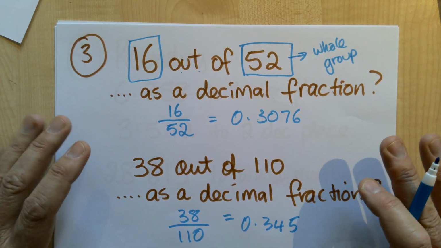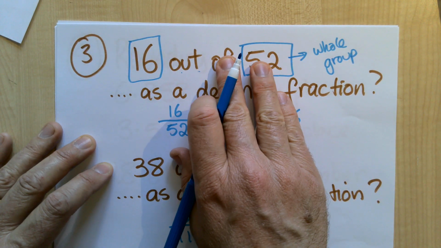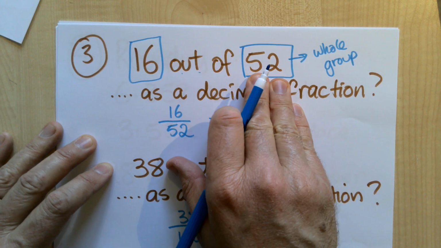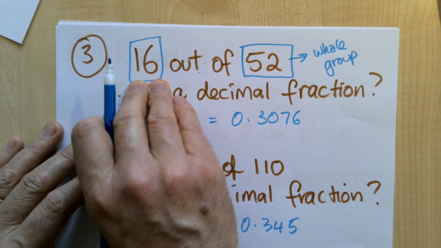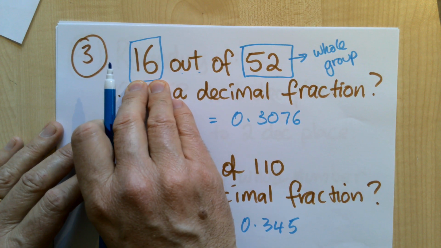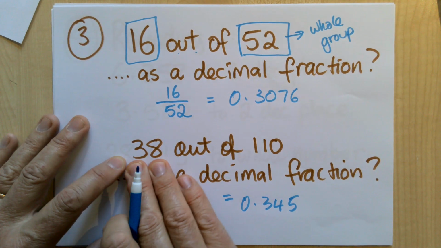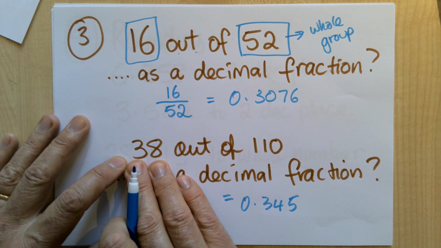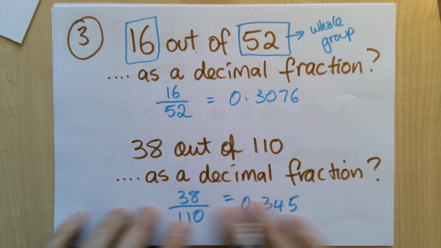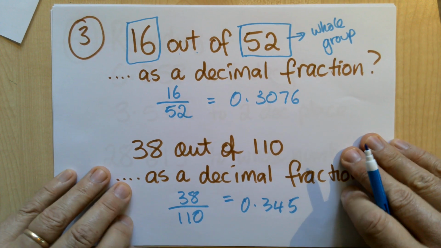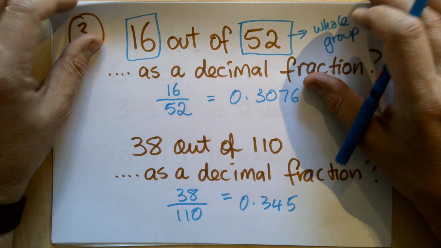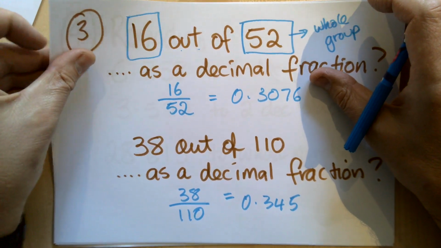You've got to know how to do that, how to get a statement like that. Like maybe you've got 52 people in the workspace and 16 of them are away today. Or maybe we've got 110 clients, 38 of them are behind on their payments. That's how it works. And you can get that to a percentage if you really wanted to, but let's just talk about decimal fractions there.